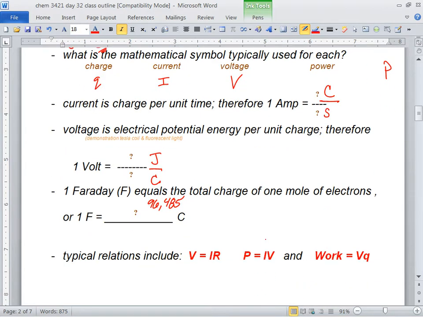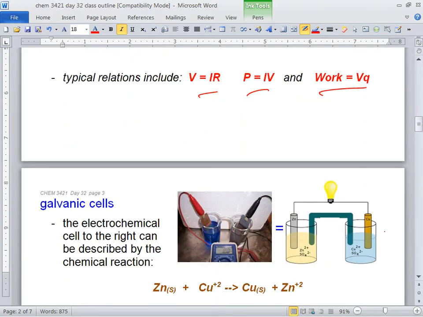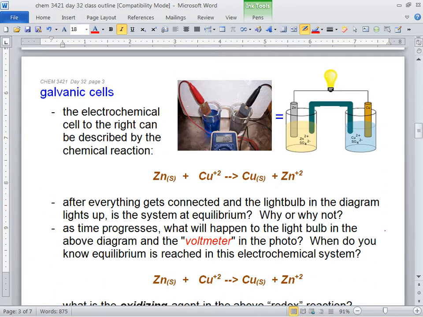Good job. Typical relations: V equals IR, P equals IV, work equals V times Q. Okay, that's the kind of stuff we did. So that's our little introduction.